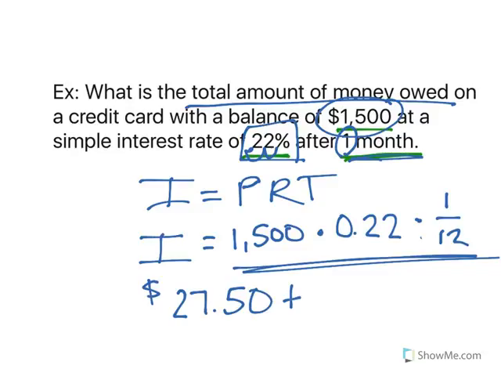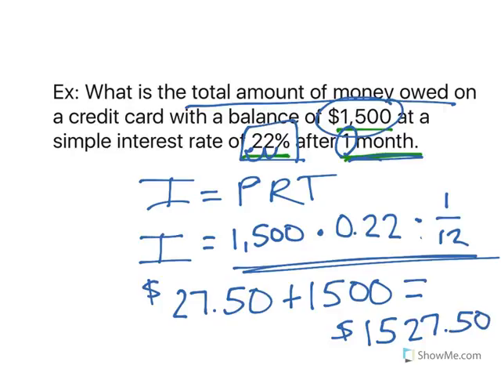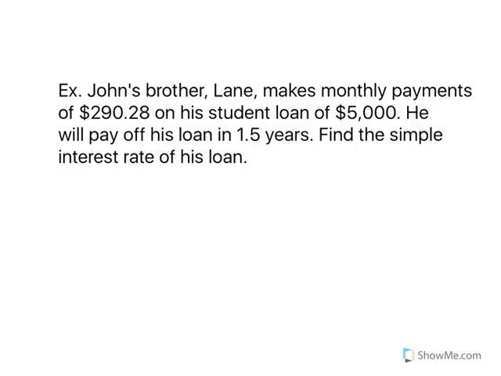What we have to do is add back our original $1,500, because that money just doesn't go away. So when we take $27.50 plus $1,500, we're going to get $1,527.50. So after that 1 month, our $1,500 now turns into $1,527.50. That's why it's really important to pay off your credit cards. So that's my second to last one.